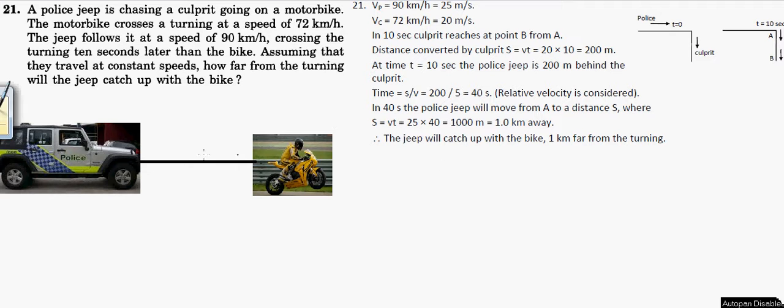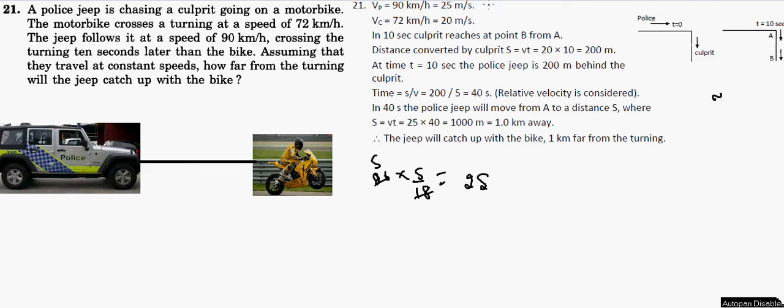It's a very easy concept we have. So first of all, let's see the velocity of the jeep. The velocity of the jeep is 90 km per hour, right? This can be converted into meters per second by multiplying by 5 by 18. So 90 into 5 by 18 will give us 25.